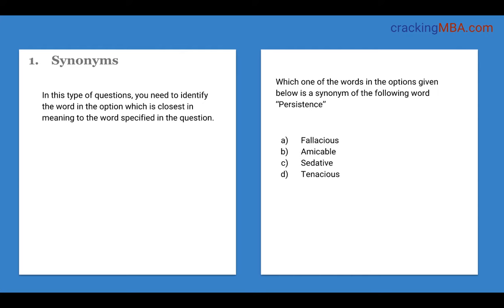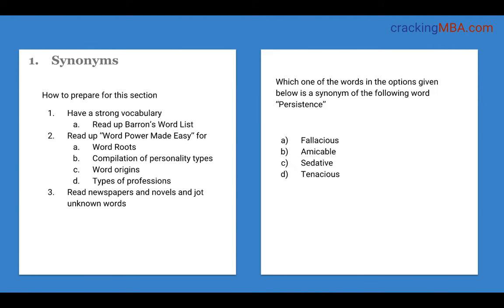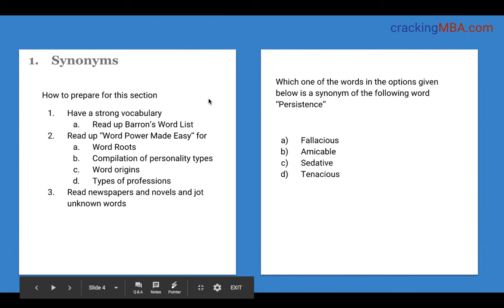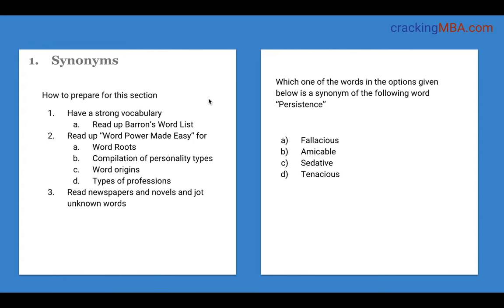So how do you prepare for this section? Primarily, it's about having a very strong vocabulary. The first point on the left says you need to have a very strong vocabulary. So you can read up the Barron's word lists. Typically, this is for GRE, but that helps in your CAT, XAT, or any other preparation as well.